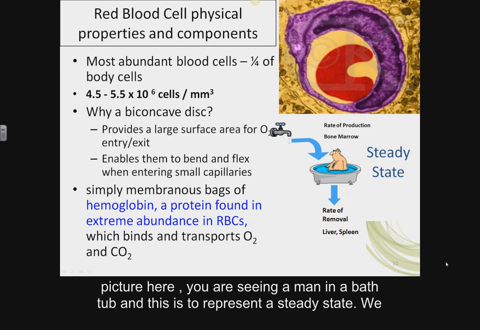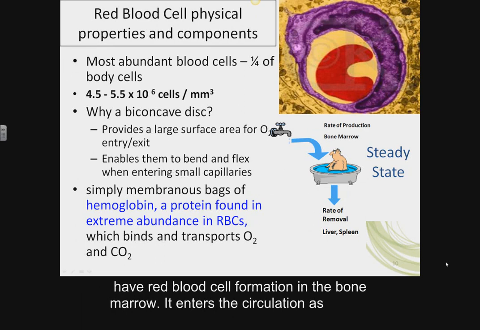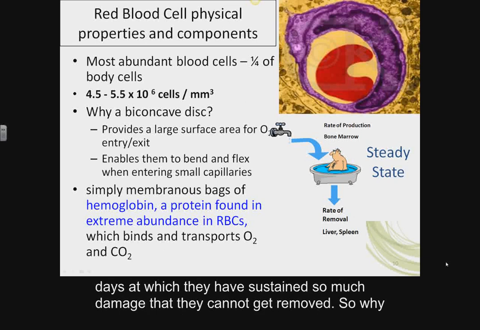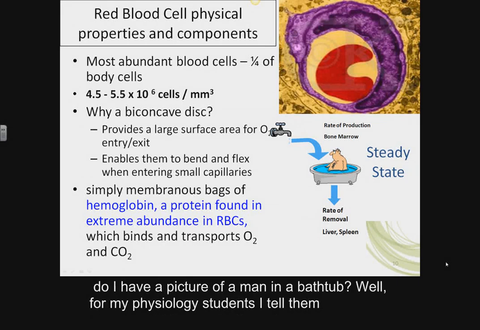We have red blood cell formation in the bone marrow. It enters the circulation as reticulocytes, and then they mature in 1 to 2 days. And red blood cells live for about 120 days, at which point they have sustained so much damage that they cannot get the damage removed. So why do I have a picture of a man in a bathtub?